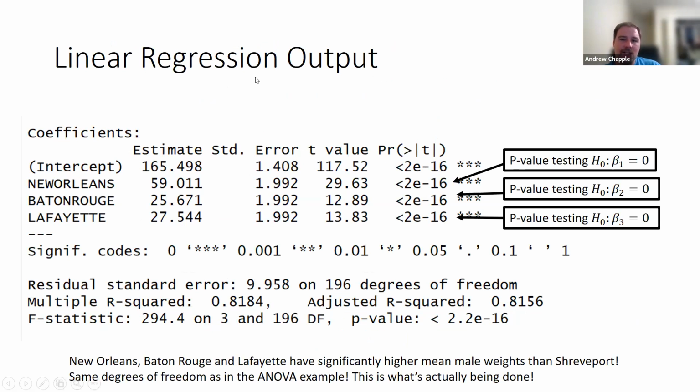So this is that linear regression output. This is testing beta 1 equals 0, beta 2 equals 0, beta 3 equals 0. These are all significant. So that means that the weights of people in New Orleans, Baton Rouge, and Lafayette are all significantly different from Shreveport. And you can see that since these values are positive, this indicates that people in New Orleans weigh significantly more than those in Shreveport. Same thing with people in Baton Rouge by about 25 pounds, and same thing in Lafayette. So this is actually what's being done in ANOVA. ANOVA, which we talked about in the last module, is actually using multiple linear regression.